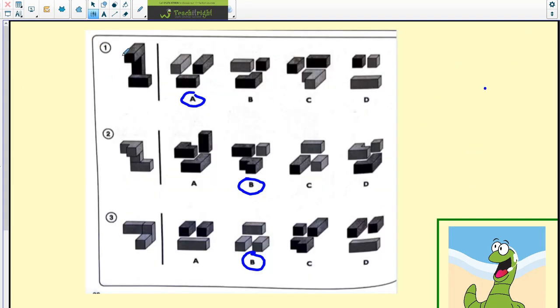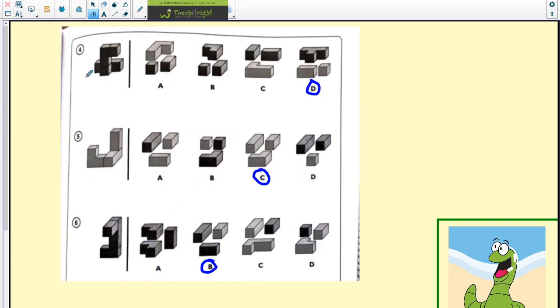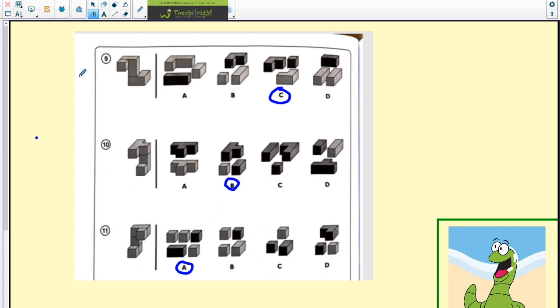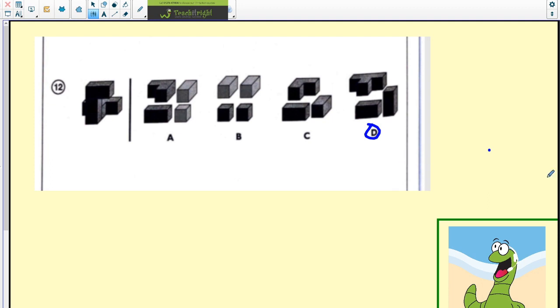Let's go through it then. So, question 1 is A. Question 2 is B. And question 3 is B. Question 4 is D. Question 5 is C. Question 6 is B. Question 7 is A. Question 8 is B. Turn the page. Question 9 is C. Question 10 is B. Question 11 is A. And question 12 is D.